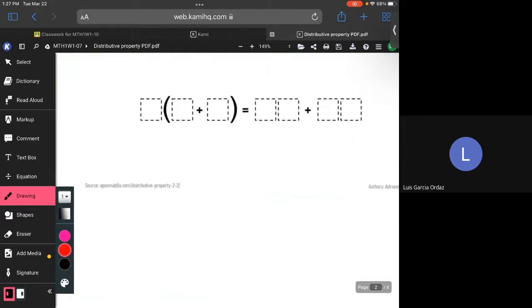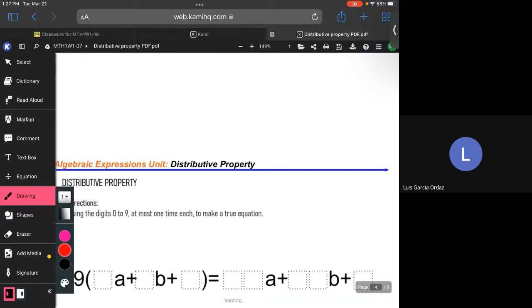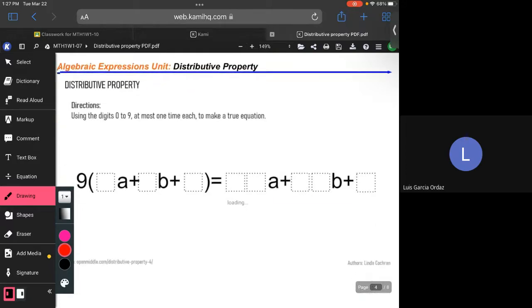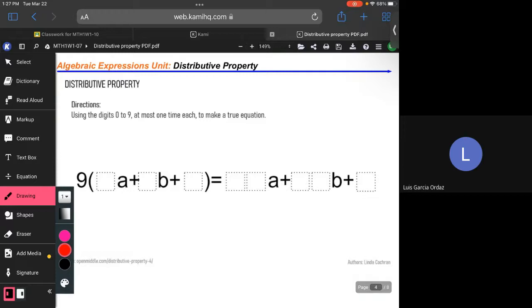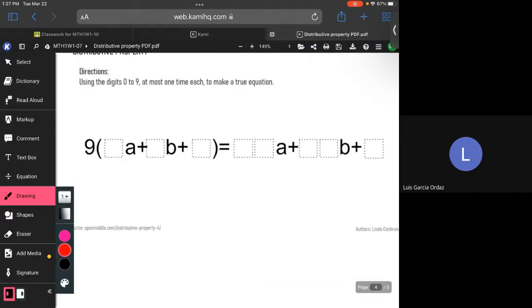So we'll skip this one and this one. So we'll go on to this guy over here. The distribute product. So using the digits 0 to 9, let's try to make each equation true. So what number do you guys want in front of the A? Okay. How about for B? 4. Next. Matthew? 6. Sure. Okay.